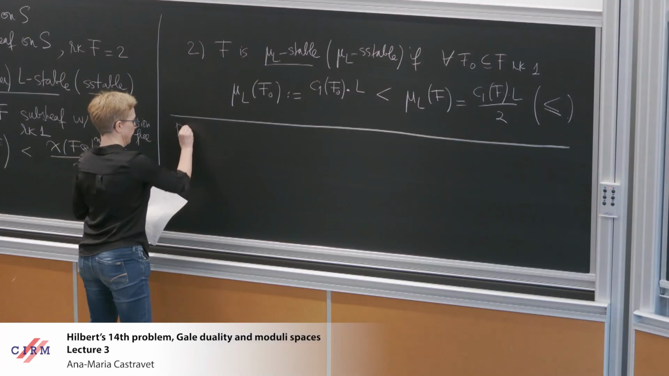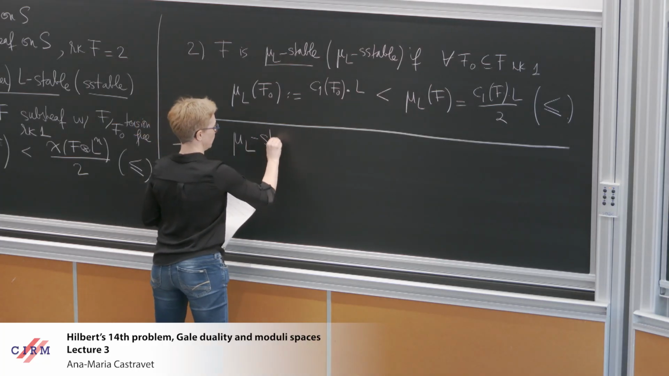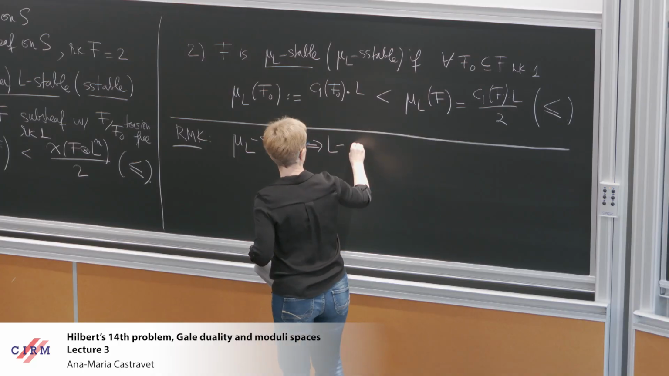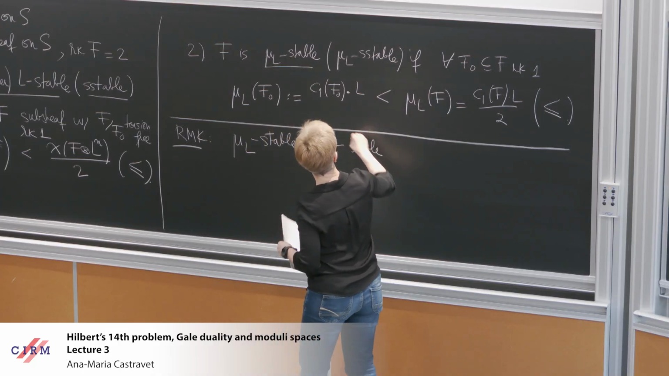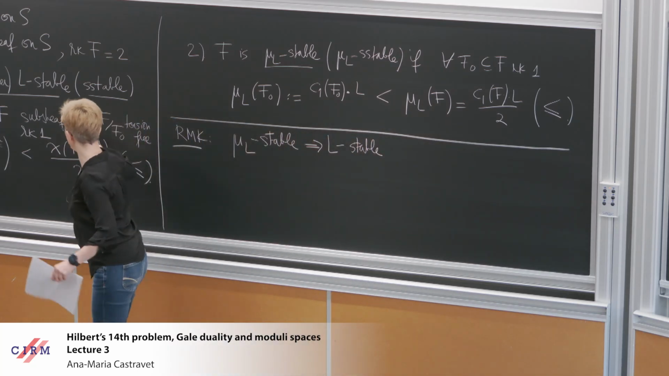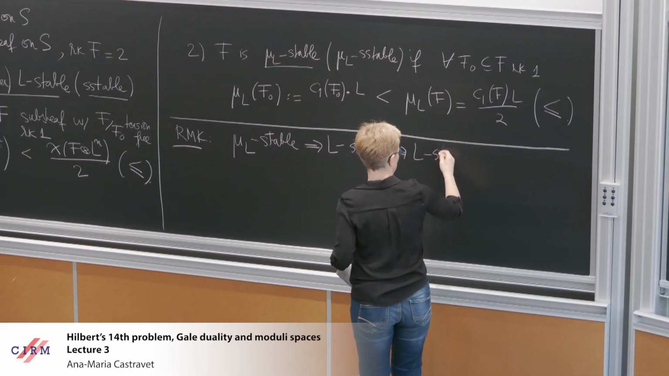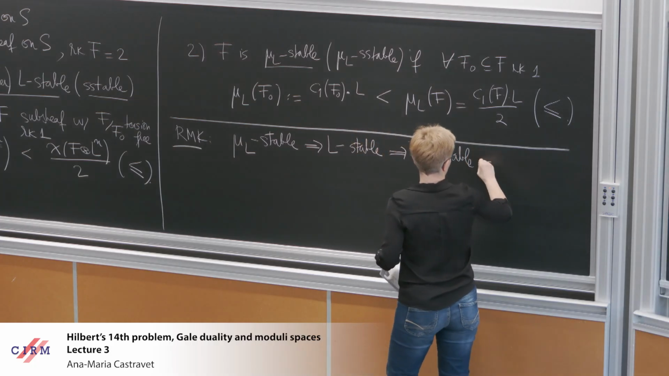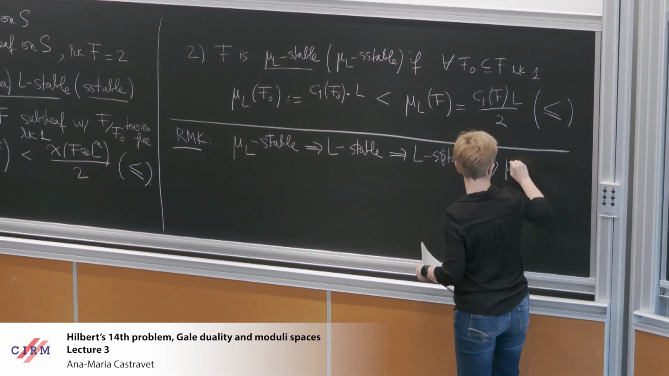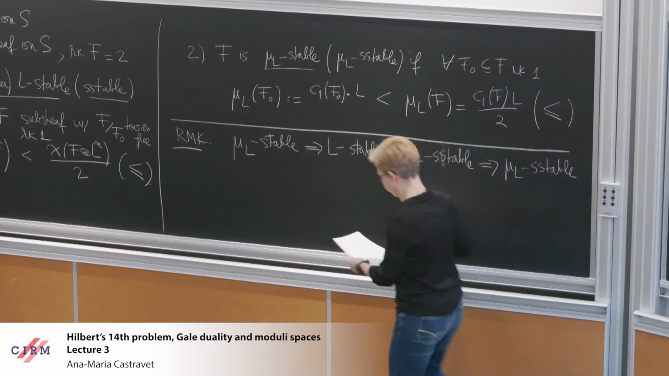So, remark: the slope stability is the strongest. So why do you have two notions? Slope stability will imply Gieseker L stability, just because the slope is what appears in the Hilbert polynomial as the dominant coefficient. And of course, stable always implies semi-stable. And then Gieseker semi-stable will imply mu slope semi-stable. So this is the weakest.